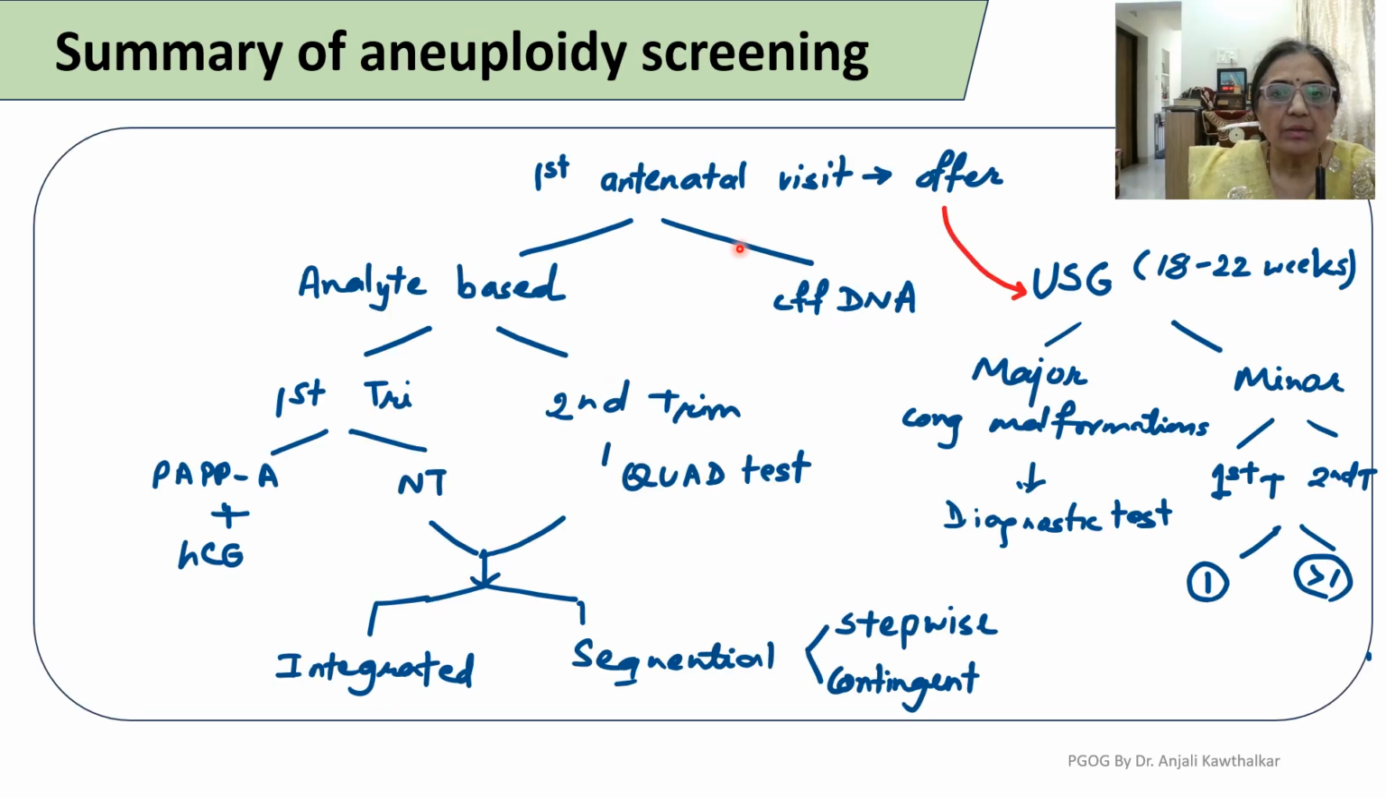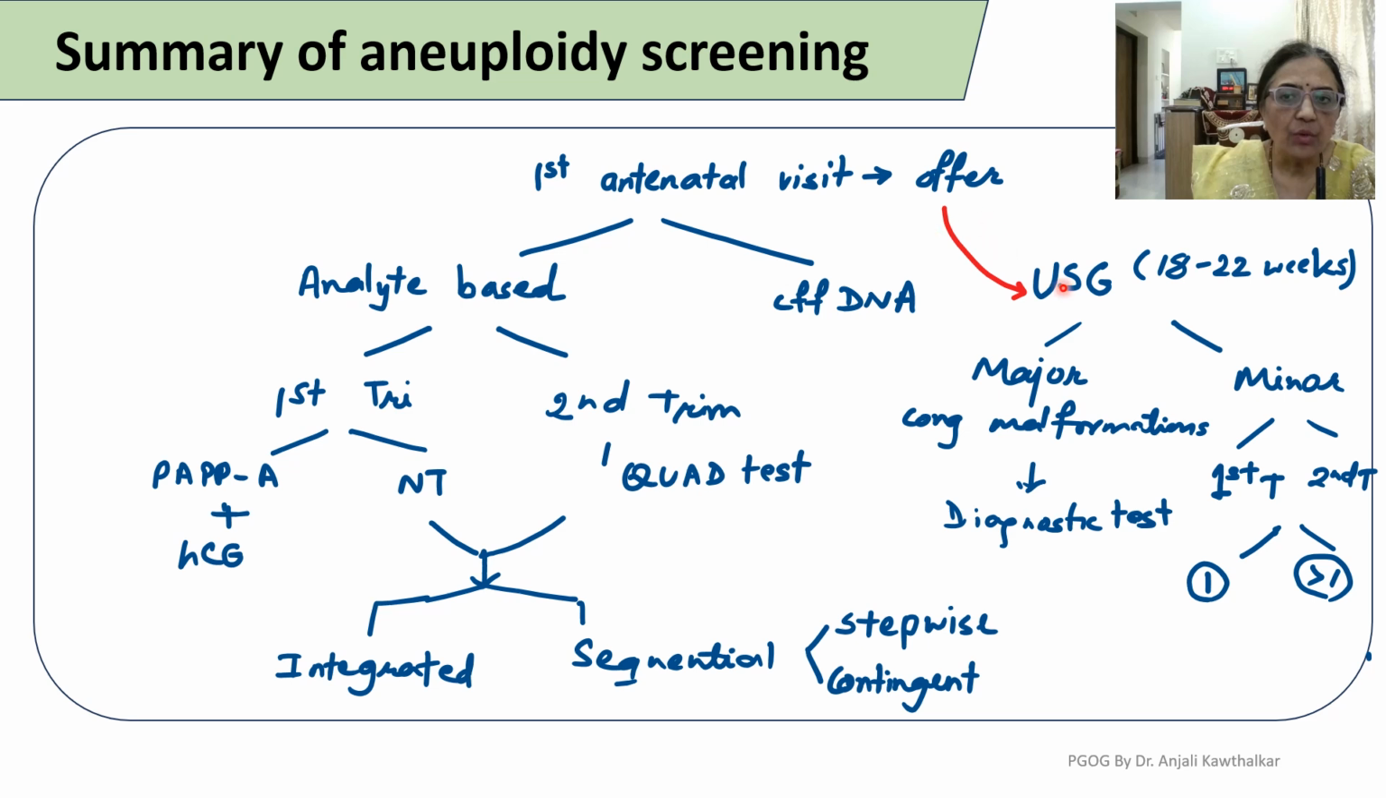To summarize, we should offer this aneuploidy screening at the first antenatal visit itself. Analyte-based screening or cell-free fetal DNA can be offered, depending on whether the patient can afford it or whether it is available. Analyte-based, we divide into first trimester and second trimester. In the first trimester, we do PAPP-A with HCG along with nuchal translucency. Second trimester is the quad test. It is better to interpret the result as either integrated, that is first and second trimester together simultaneously, or sequential, where based on the first trimester we divide the patients into 2 groups in stepwise and 3 groups in contingent.